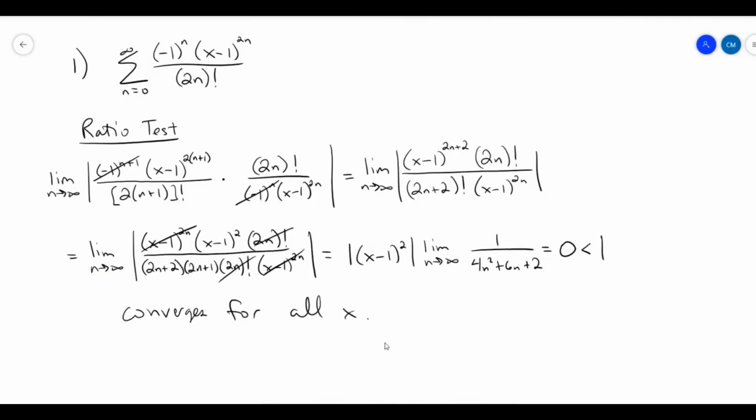If it converges for all x, that means the radius of convergence, in other words, how far away from the center it is going to converge, is infinite. The center is at 1 in this case, and it converges infinitely far away from the center. No matter what x is, it still converges. So the radius of convergence is actually infinite in this case.